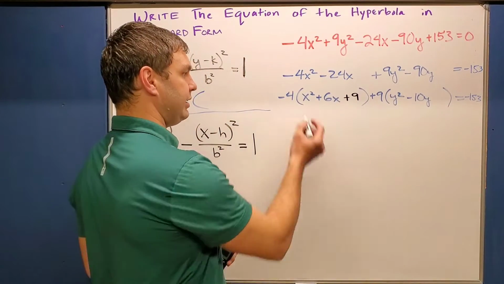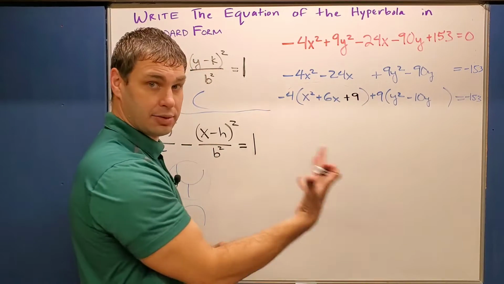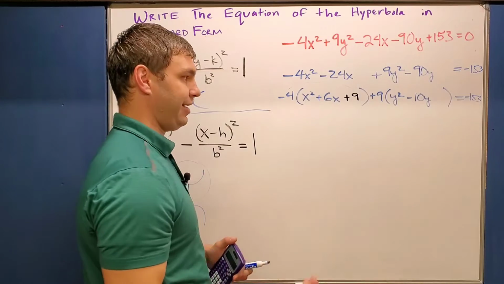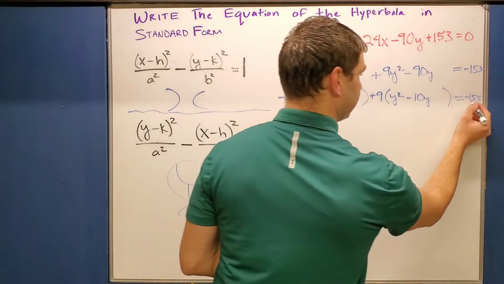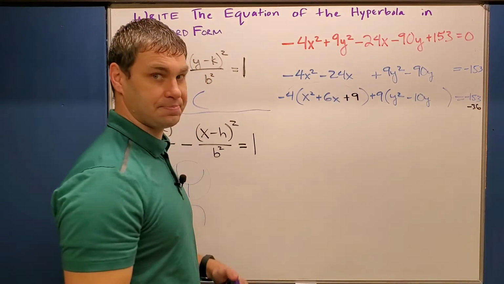What I have to actually add is negative 4 times 9, right? This is in that group that includes that negative 4 outside. So negative 4 times 9 is a negative 36. So on the other side, I'm actually going to be subtracting 36 like that, okay?